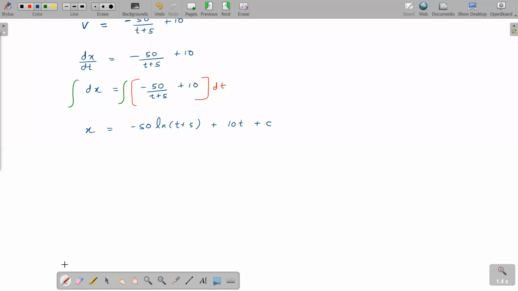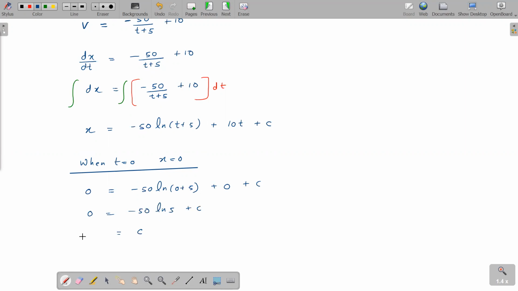So I will be using here when t equals 0, x is 0. What do we get here? When t equals 0, x is 0. So I get here 0 equals minus 50 ln of 0 plus 5, 10 times 0 is 0, plus c. So I get here minus 50 ln 5 plus c. So we get c equals minus 50 ln 5 which comes to the other side as plus 50 ln 5.